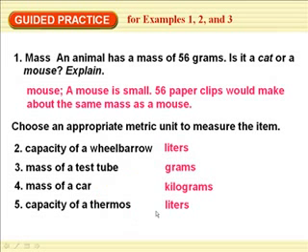All right, so use the reference points that we talked about, the grain of sugar and so on, the paper clips and all of that, to help you reason and come up with the appropriate measures for the items they give you.